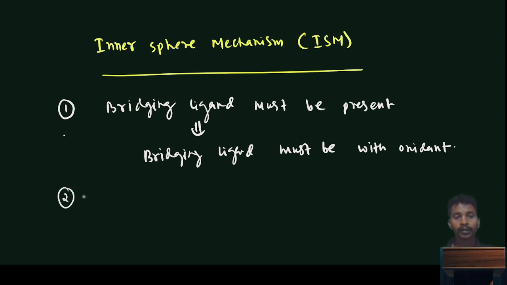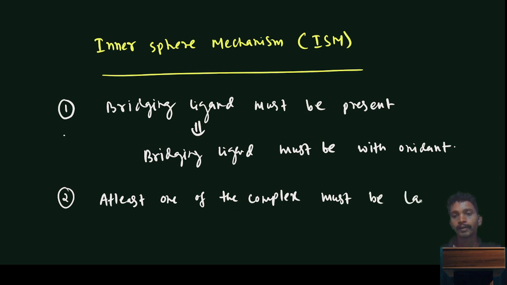And the second point is that here we talk about labile and inert. So for inner sphere mechanisms, the required condition is that at least one of the complexes must be labile. At least one has to be labile for inner sphere mechanisms. If both are labile, then also the reaction will happen. But if both are inert, then the reaction does not happen through inner sphere mechanism. So at least one of the complexes must be labile.